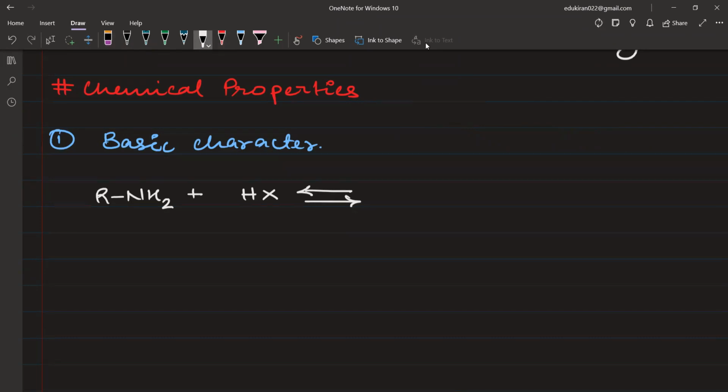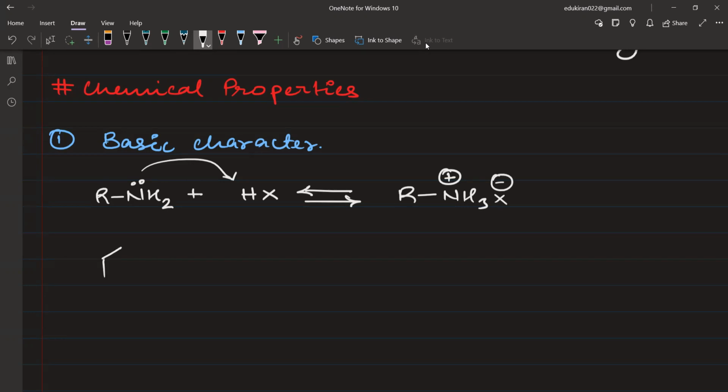Now RNH2 plus HX, it is going to give you, this lone pair of electrons is going to attack the hydrogen atom, and you will get RNH3 with a positive charge, and you will get X negative. And this is what? This is a salt. So we can say this is ammonium halide.